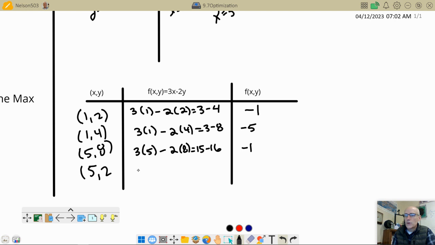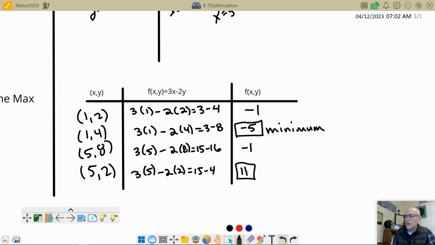And then down here, let me put my ordered pair on there, my parentheses. 3 times 5 minus 2 times 2. That gives me 15 minus 4, which gives me 11, right? So where is my minimum value? Oh, it's right here. That's my minimum value. Where's my maximum value? Oh, it's right there. So that's how we finish this problem off.